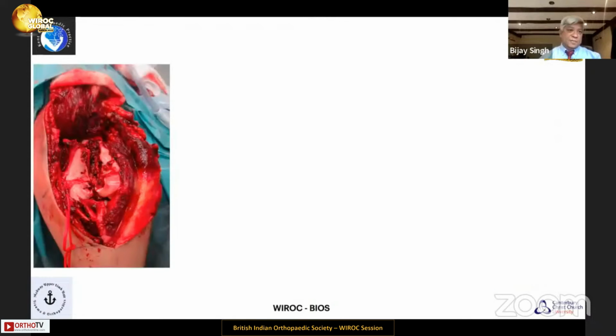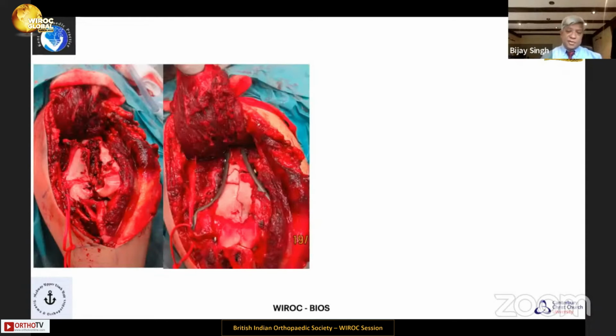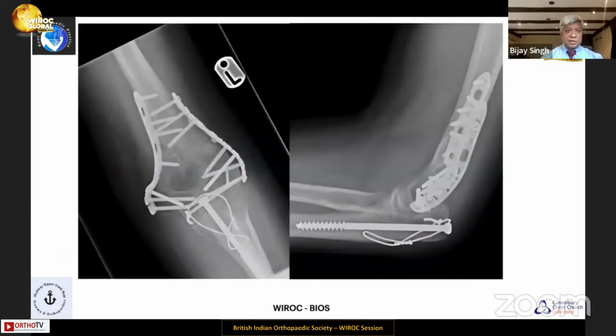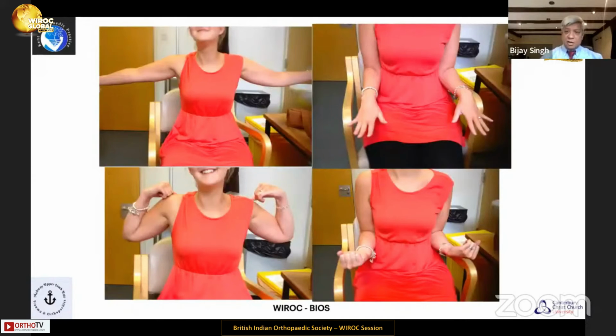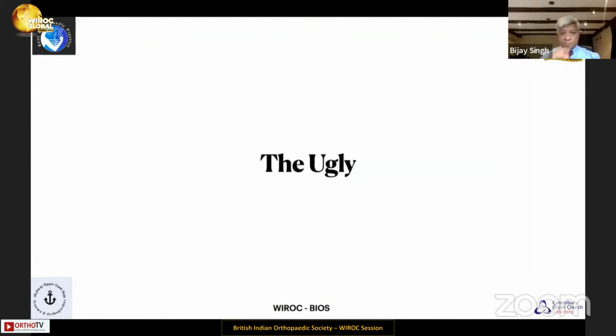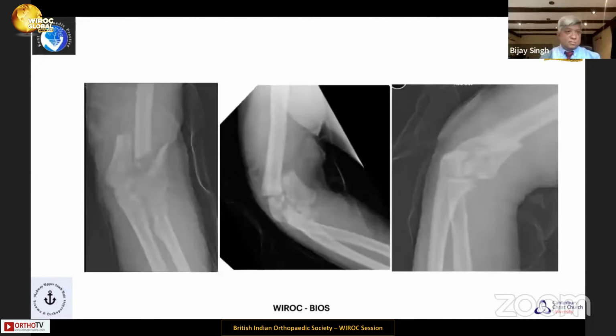This is what the picture appears once you open the fracture and you put the jigsaw together, close using a tension band wire, and then early motion, and she was happy. At about 3 months, the fracture had almost healed, and these are her clinical pictures. She did come to have the tension band wire removed later on. The ugly fractures are the ones which cause the surgeon a headache. So this is that same example that I first showed you.